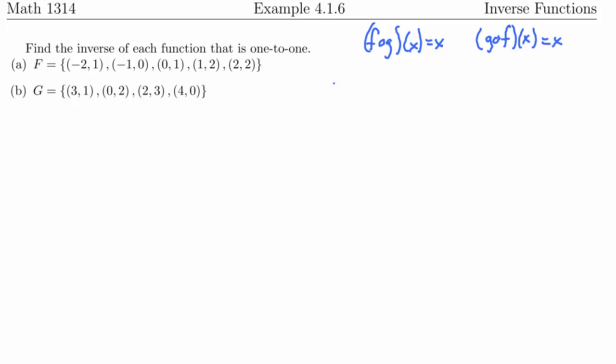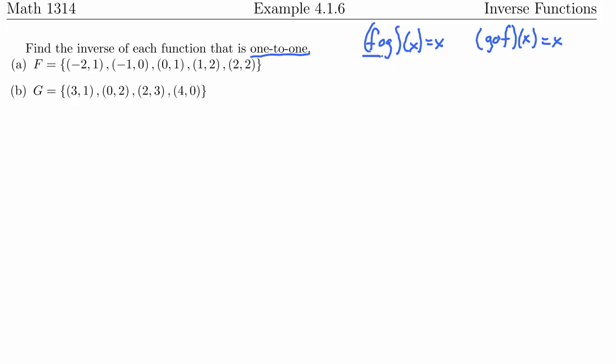In order to find the inverse function, what you need to do is realize, first of all, that in order to have an inverse function, a function must first be one-to-one. That's the reason we talked about one-to-one functions. Now, this is actually an if and only if statement. If a function is one-to-one, then it has an inverse. Also, if a function has an inverse, then it's one-to-one.